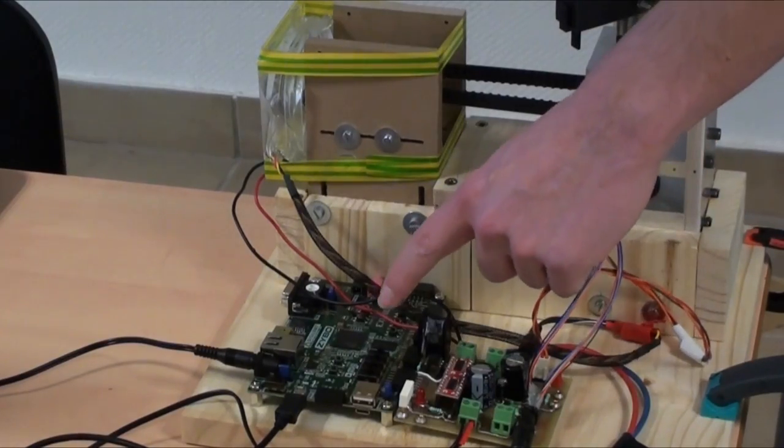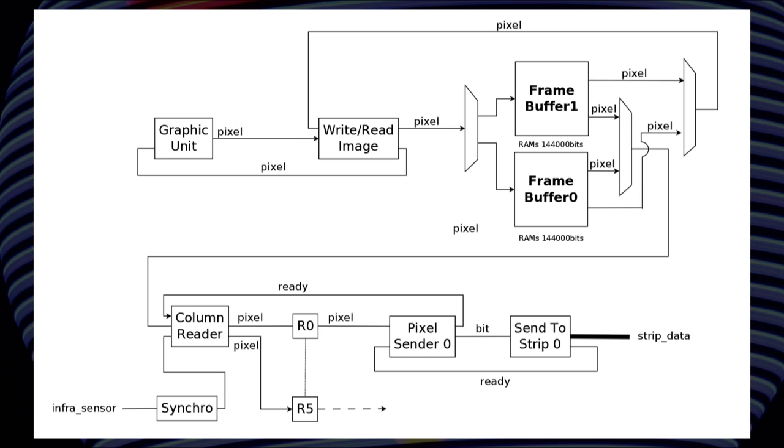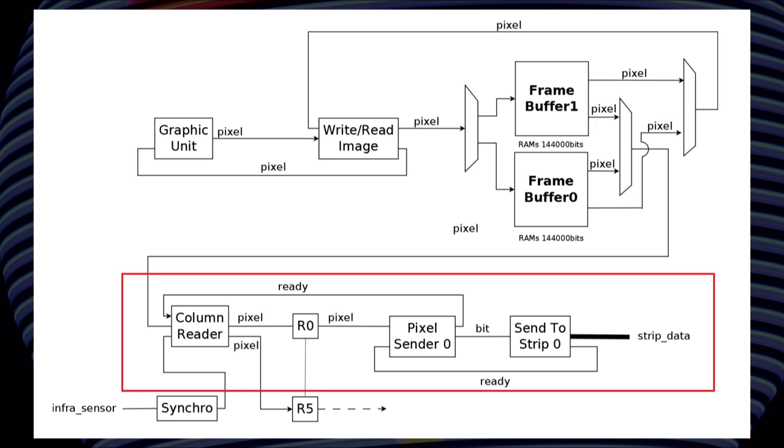The electronic architecture of the globe, implemented on an FPGA, is divided into 3 parts. The first part is a display controller, composed of the column reader, send pixel, and send to stripe. It's the part which will convert a picture into signals understandable by the LED strip. The second part is the 2-frame buffer, in which the pictures are stored. The advantage of having 2 frame buffers is that you can display a picture from a frame buffer while writing another one in the other frame buffer.